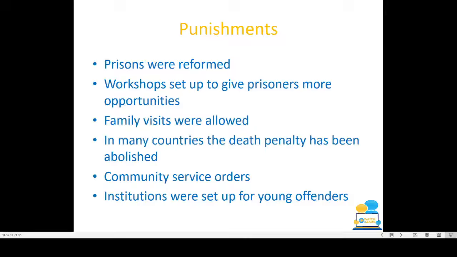And then also for young offenders, before this, if you were a young offender, you would often be tried still as an adult, and you would be punished the way an adult would be and sent to adult prisons. But what we notice in the rise of modern times is institutions are then set up for young offenders. So this is another key aspect here.